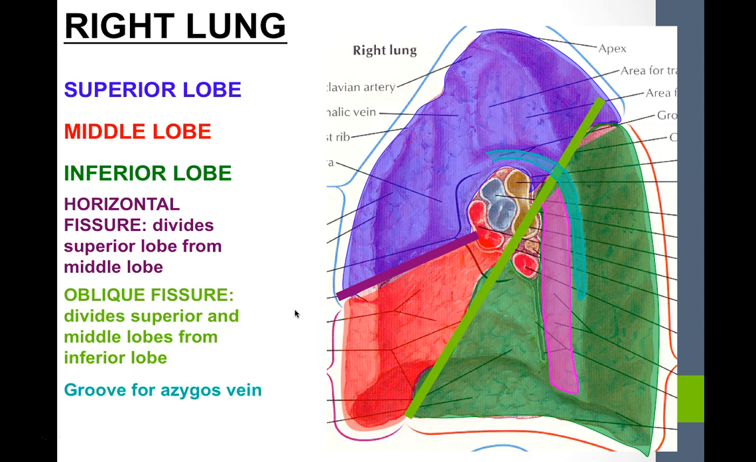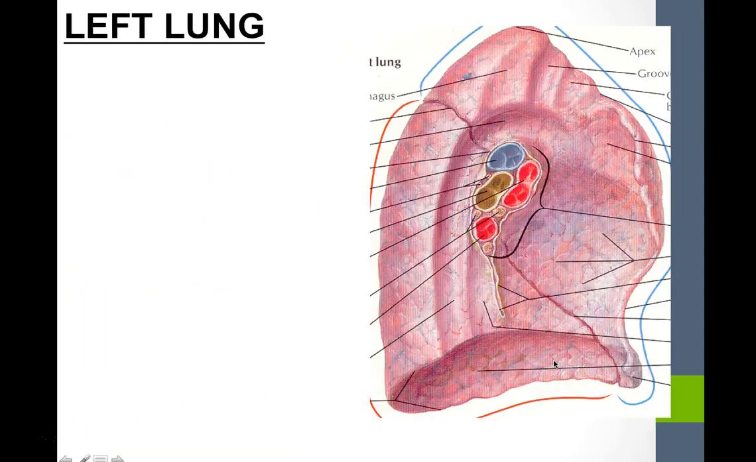We also can see, in the teal, it's kind of blending in here, these impressions on the lungs. This one would be your groove for the azygos vein, and in pink, we see the groove for the esophagus.